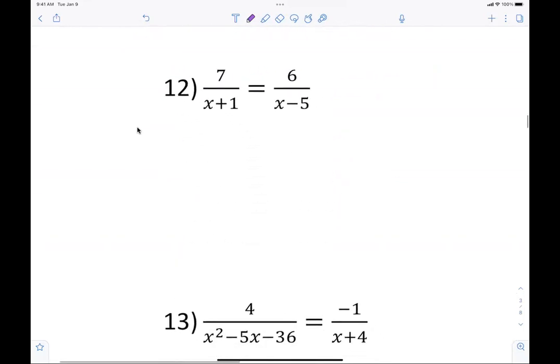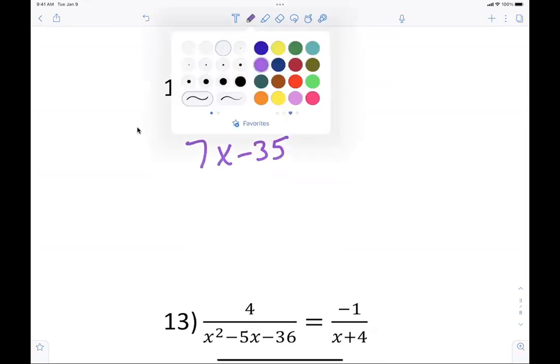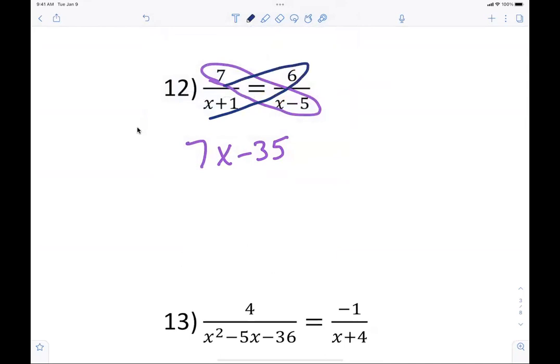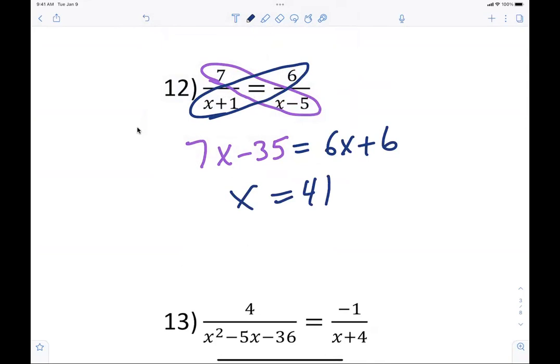All right, number 12, again, we're just cross multiplying. So I'm multiplying these two together. So that's going to be 7x minus 35. And then I'm going to multiply these two together. So that's going to equal 6x plus 6. Move the 6x over, move the 35 over. Simple as that. X equals 41.